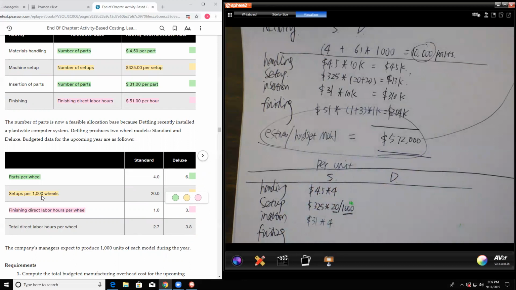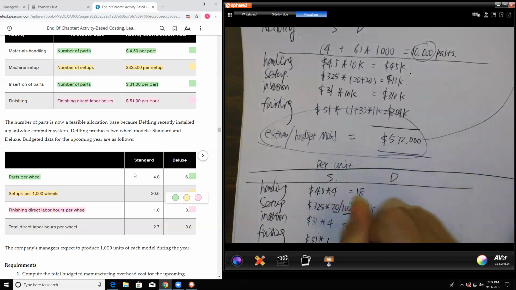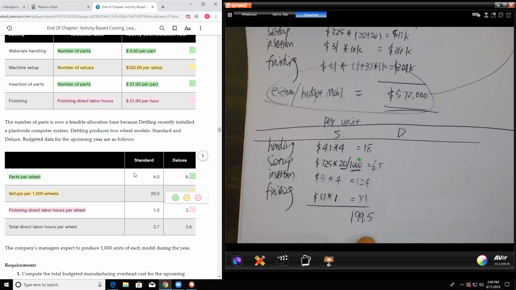The last one is finishing direct labor. Per unit, you need 1 hour, and 1 hour is $51. Sorry, if you don't mind, you can pause it, because I just need to calculate very quickly. Okay, so 4.5 times 4 gives you 18, and then 0.02 times 325 gives 6.5. So you need $199.5 of manufacturing overhead for your standard model.